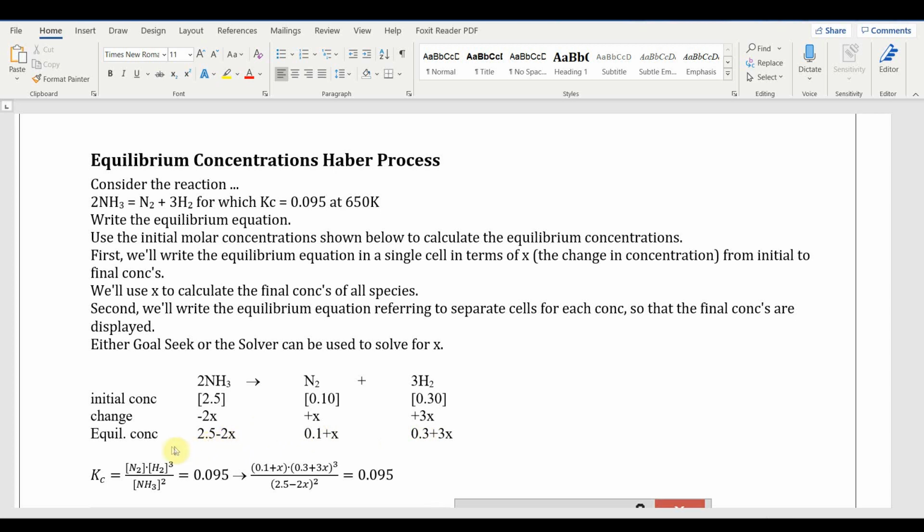We can put them into the equilibrium expression: nitrogen times the molar concentration of hydrogen cubed divided by the molar concentration of ammonia squared. Here are the terms. We'll set that equal to the equilibrium constant of 0.095. So we have one equation with one unknown. It's a great application for one of our iterative solvers, such as goal seek or the solver. Let's look at the spreadsheet to see how this is done.